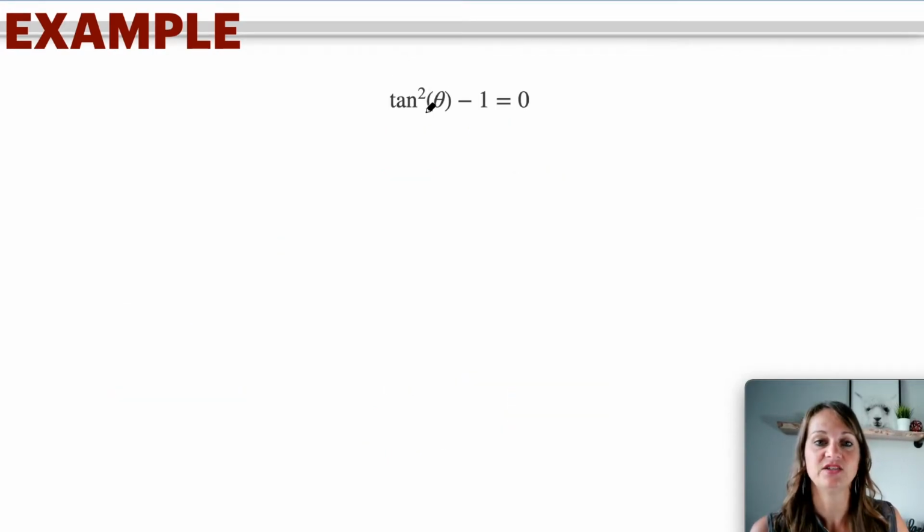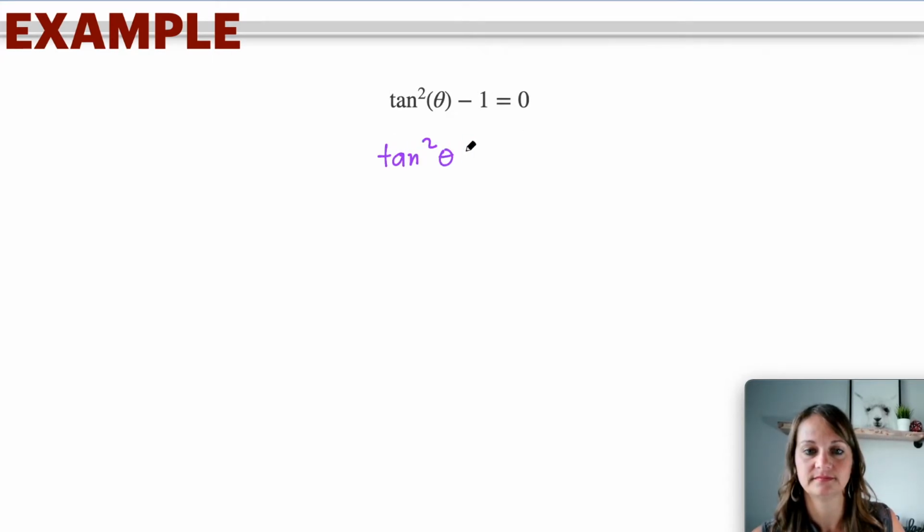To solve for tangent, I'm first going to add 1. And now to get rid of the square, I'm going to take the square root.